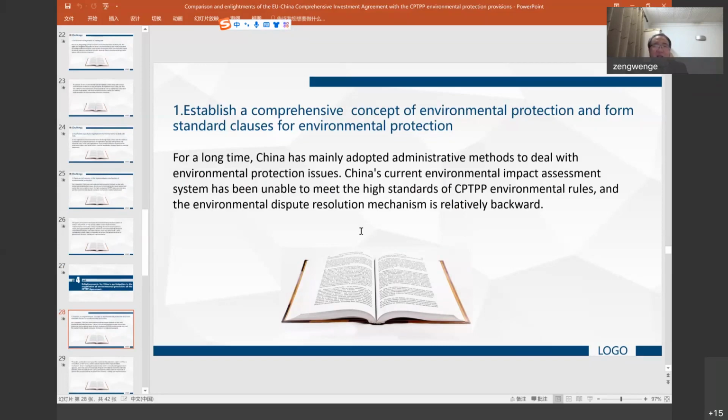For a long time, China has adopted an administrative method to deal with environmental protection issues. China's current environmental impact assessment has been unable to meet the CPTPP. So we need a new idea about that.